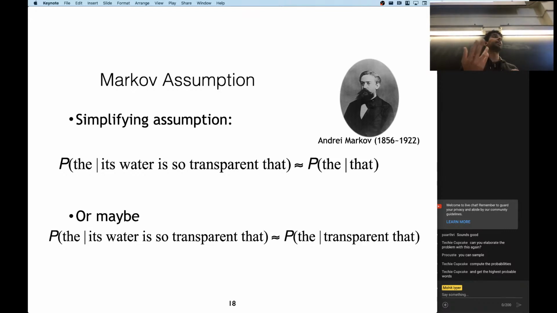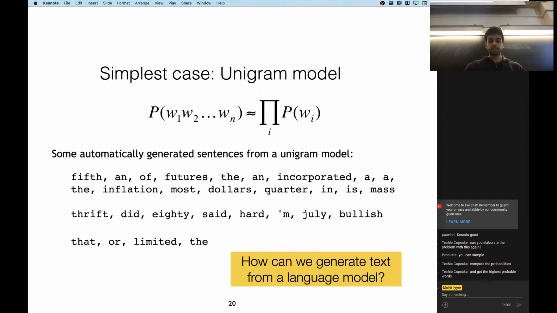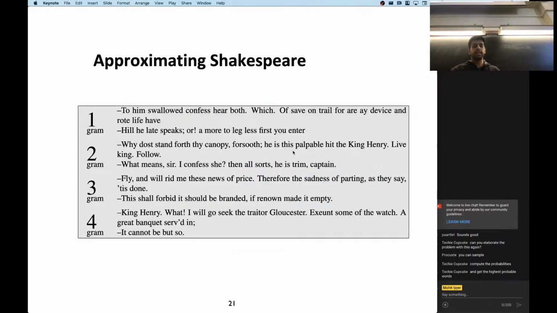So you're counting the occurrence of this phrase, this two-word phrase, that the, in order to compute this probability. So you can see in this slide here that if you're sampling from language models that are n-gram models of different prefix lengths, so 1, 2, 3, 4, the text that you generate gets more and more fluent as you increase the length of the prefix that you're considering.